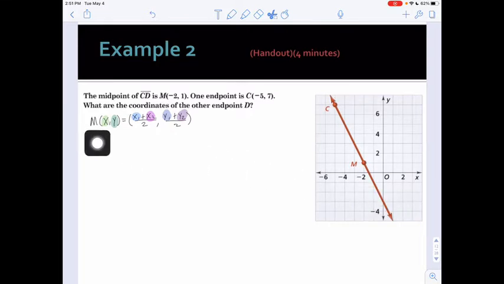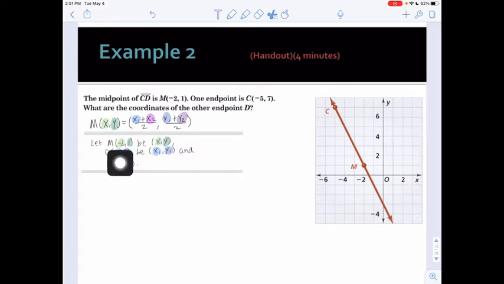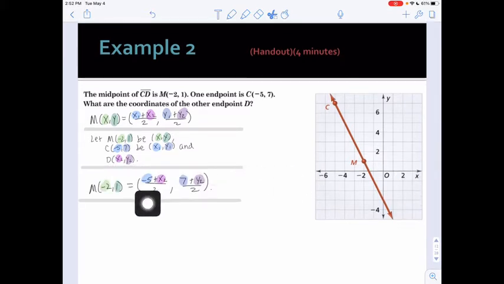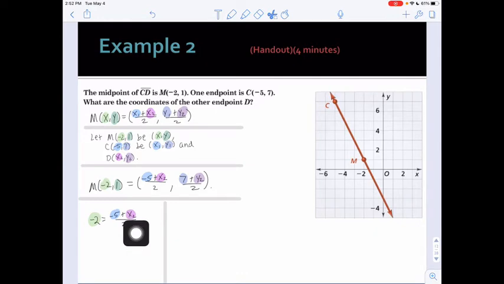Reminder that the midpoint formula M(x, y) is ((x1 plus x2) divided by 2, (y1 plus y2) divided by 2). We can let M(-2, 1) be (x, y), C(-5, 7) be (x1, y1), and D be (x2, y2). This gives us M(-2, 1) equals ((-5 plus x2) divided by 2, (7 plus y2) divided by 2). Now we can focus on just the x values and just the y values.